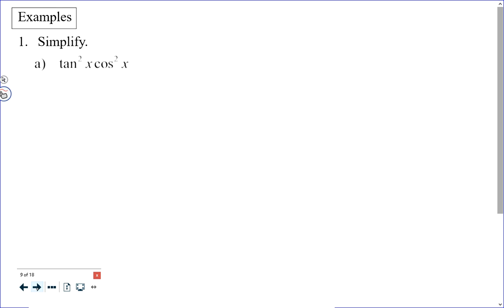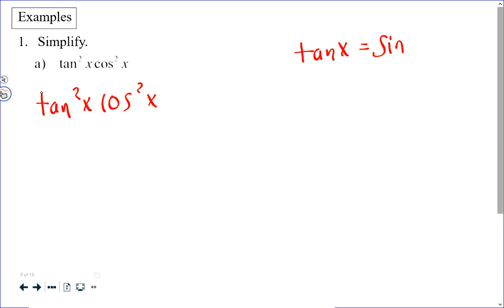You were asked to simplify tan squared of x multiplied by cos squared of x. So there is a way to simplify this. There's a way to write it in simpler form. The very first suggestion I have given you, everybody, is to write everything in terms of sine and cosine. Well, there is a quotient identity that says tangent of x equals sine of x over cosine of x.